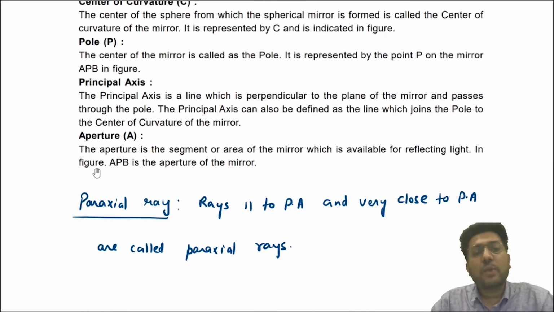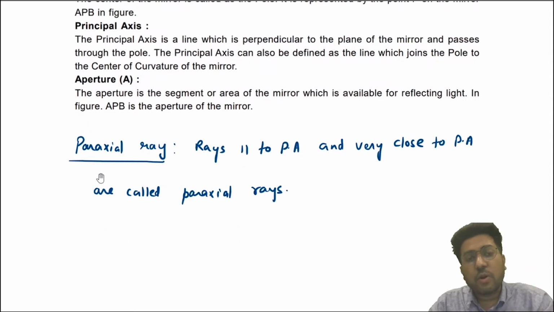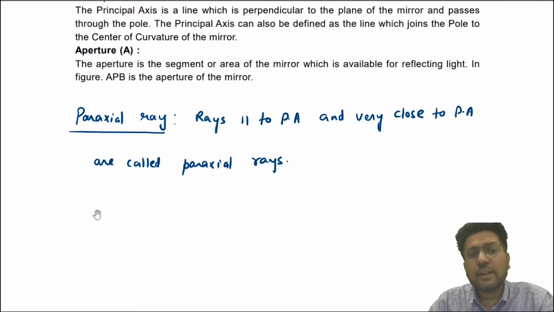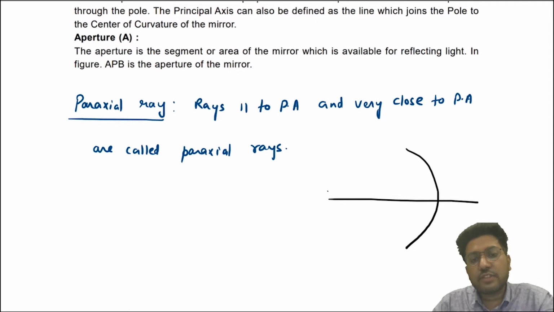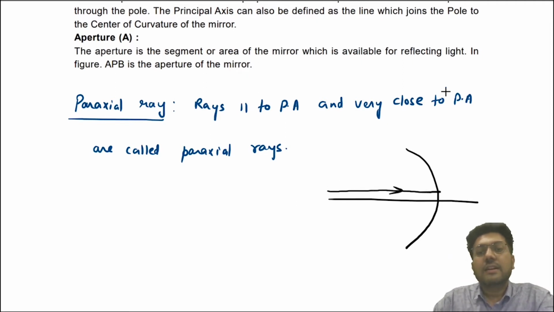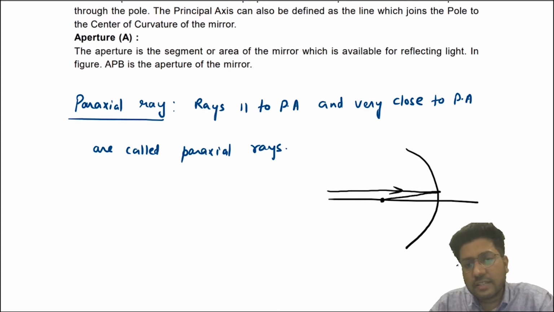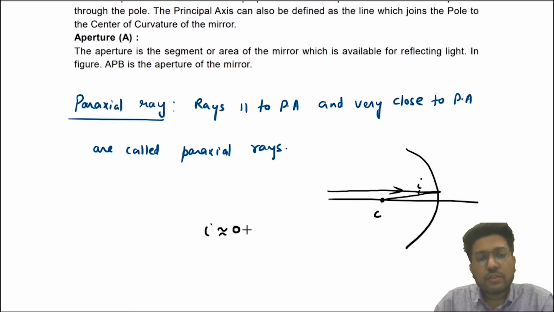Now, one more important definition in this chapter is what are called paraxial rays. What are paraxial rays? Rays which are parallel to the principal axis and very close to the principal axis are called paraxial rays. In the case of paraxial rays, this is the normal from the center of curvature, and this angle i is nearly equal to 0. So the angle of incidence is nearly equal to 0 for paraxial rays.